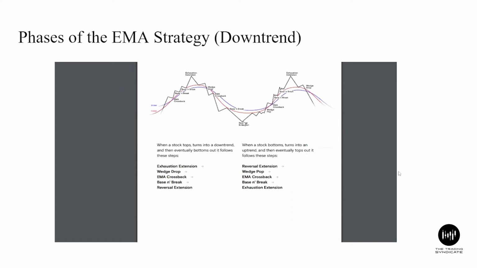In this video, we'll be discussing the phases of the EMA strategy in a downtrend. In a downtrend, the phases of the EMA strategy are exhaustion extension, wedge drop, EMA crossback, basin break, and reversal extension.